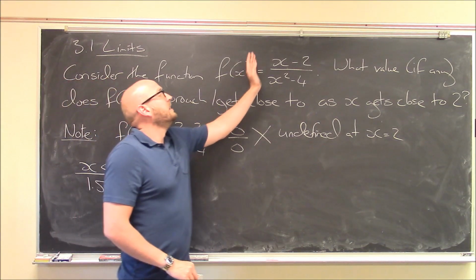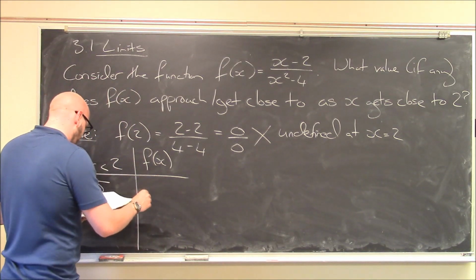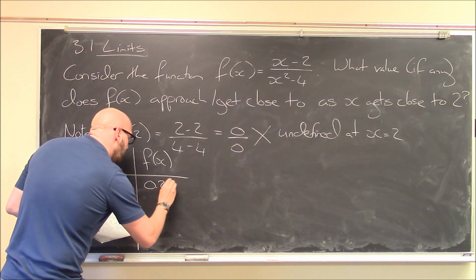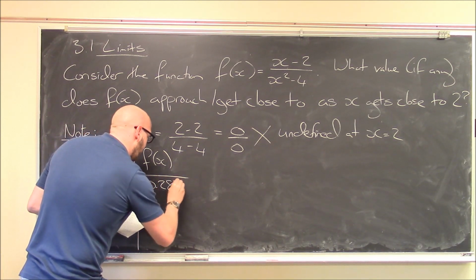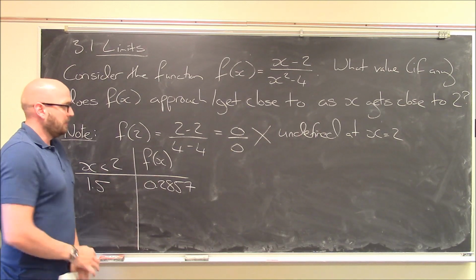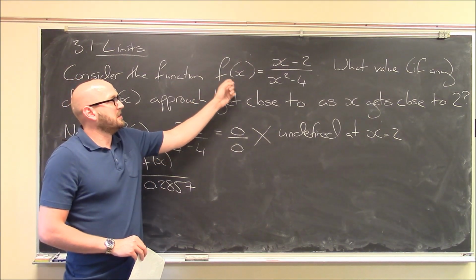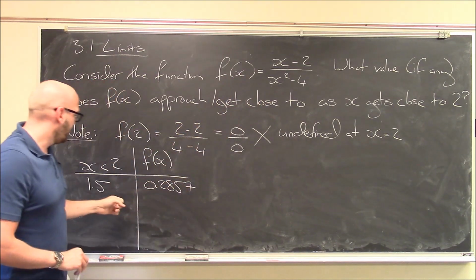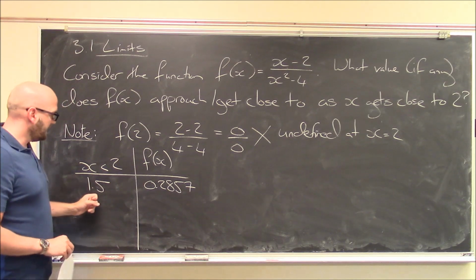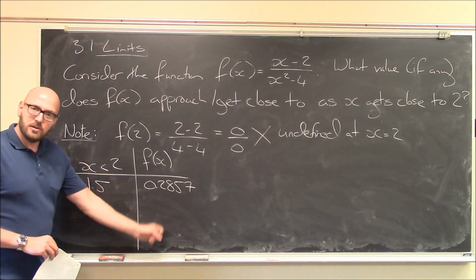Plug it in. You'll need a calculator for this. I've already got the values computed. If you plug in 1.5, you get about 0.2857. Well, unfortunately, just this single value doesn't tell me what value f of x approaches as x approaches 2, but I suspect it's probably pretty close to 0.2857. Although if I form a sequence here of numbers closer and closer to 2, I might notice a trend.